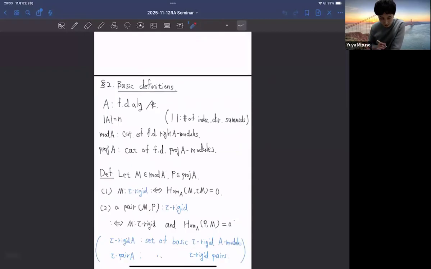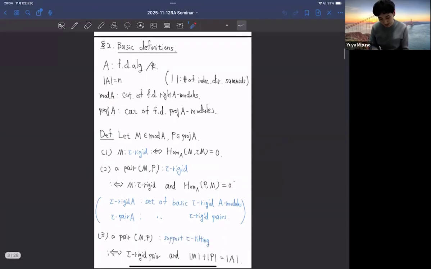Okay, so let's begin with the basic definitions. Let A be a finite dimensional algebra, and the number of indecomposable direct summands of A is n. It means if we describe A by quiver with relations, the number of the vertices of the quiver is n. And we denote by mod A the category of finite dimensional right A modules. And proj A denotes the category of finite projective A modules.